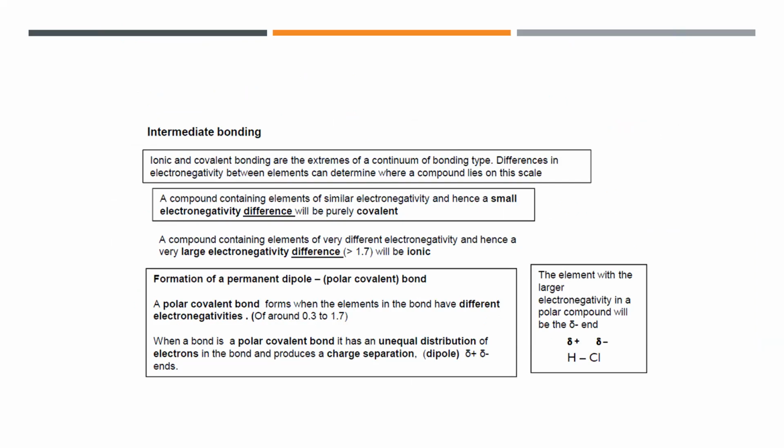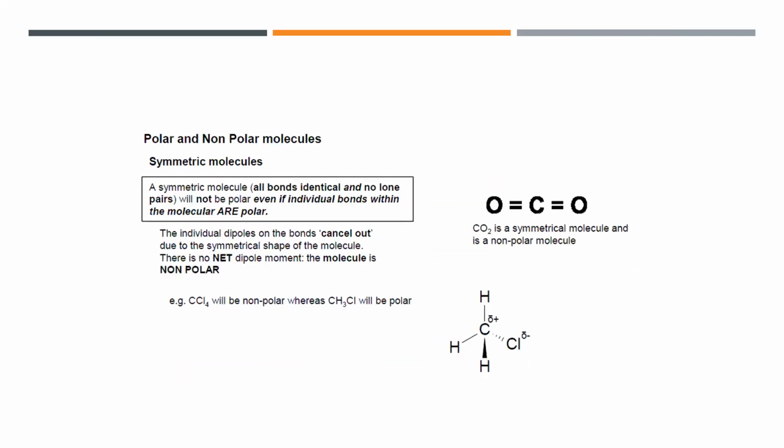If the electronegativity difference is more than 1.7, then the bond will be ionic. If it is less than or equal to 1.7, the bond will be covalent. And a covalent bond can be polar or non-polar. From 0.3 to 1.7, it will be a polar bond, while 0.2 and 0.1 electronegativity difference will be non-polar.